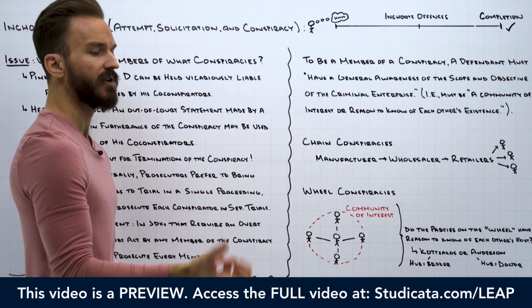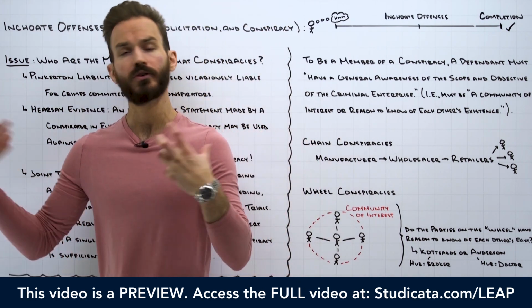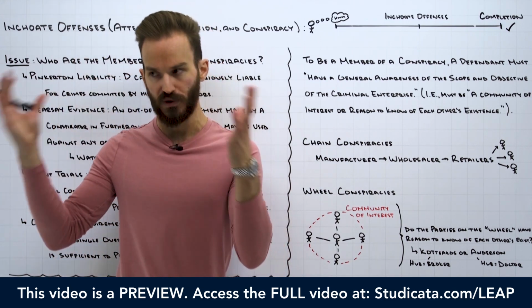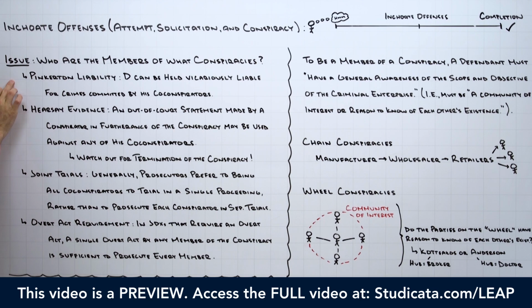It becomes more difficult for the prosecutor to find that overt act. With 100 co-conspirators, you're probably going to be able to find some stuff between all of these members, right? So that's another reason it's important to know who the members are of what conspiracy.